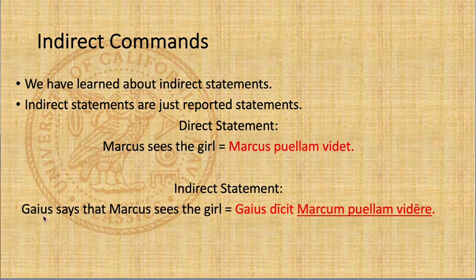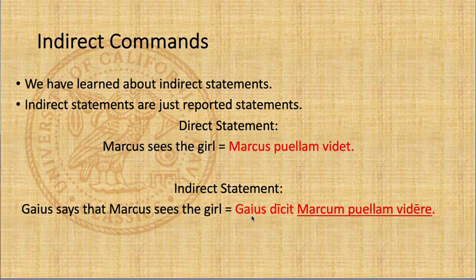In English we say, Gaius says that Marcus sees the girl. That Marcus sees the girl is the indirect statement form of Marcus sees the girl. In English we mark indirect statements with the subordinating conjunction that. Latin does not generally use a word like that. Instead, what it does for indirect statements is it takes the subject of the direct statement and puts it in the accusative, and it takes the conjugated verb of the direct statement and makes it into an infinitive.